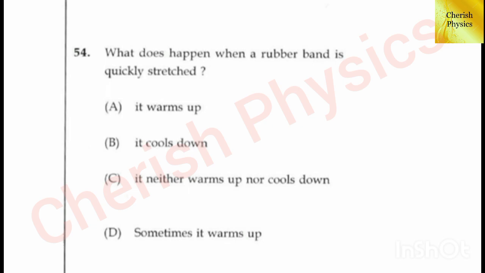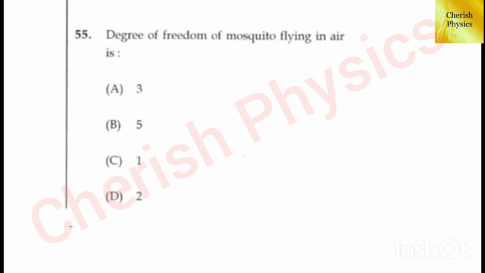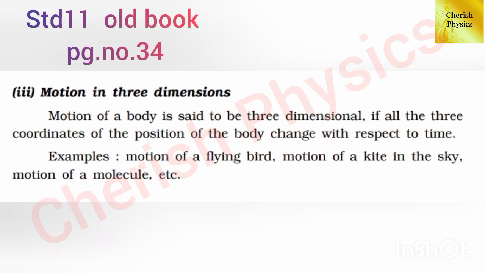Fourth question. What does happen when a rubber band is quickly stretched? The answer is option A. It warms up. Fifth question. Degree of freedom of mosquito flying in air is dash. The answer is option A, 3.